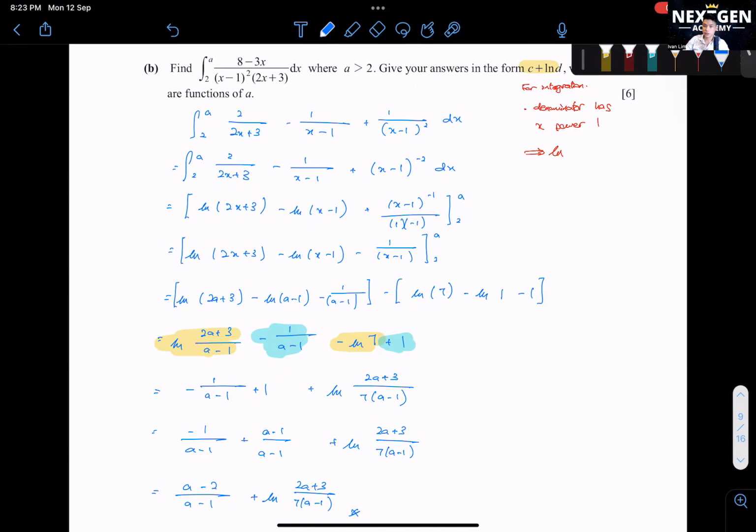Any question on this one? Those who didn't know how to do it can understand how to do it now, right? This is actually just integration. Sometimes you need to use the previous question to get clues to know how to solve it as well.